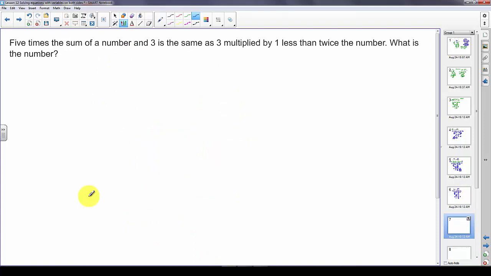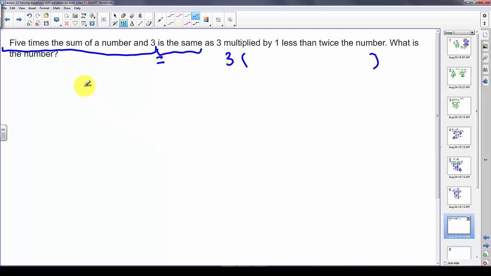Now for a couple of word problems. Let's read through it first. 5 times the sum of a number and 3 is the same as 3 multiplied by 1 less than twice the number. So again, we're going to have to be careful in how we go ahead and write this. Here's the first part. 5 times the sum of a number and 3 is, there's your equal sign, the same as, 3 multiplied by. So this is 3 times something. So being conscious of this, let's move on.